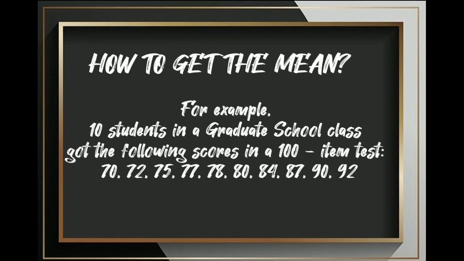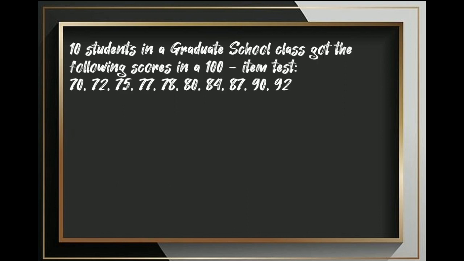For example, 10 students in a graduate school class got the following scores in a 100-item test: 70, 72, 75, 77, 78, 80, 84, 87, 90, and 92. So to get the mean score of the group of 10 students, the first thing you need to do is to get the sum of all of their scores. In getting the sum, of course, you need to add their scores. So let's add their scores.